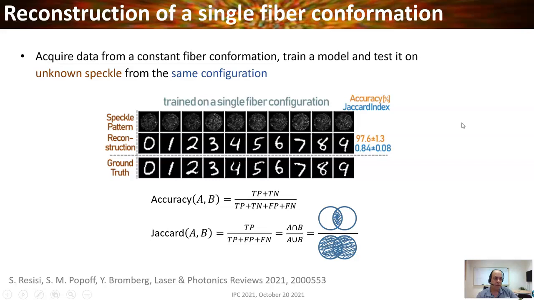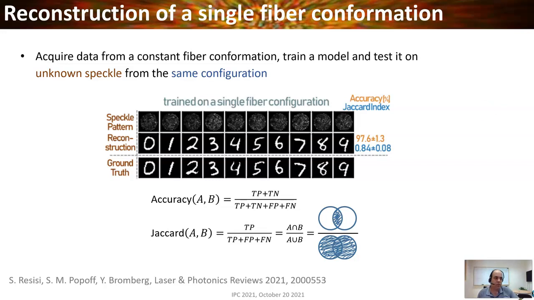We first start by training the network on a single configuration of the fiber. That is, we define a random set of positions of the actuators by setting a random set of voltages to each piezo, and acquire the image pairs only from this configuration. So we have different inputs, different outputs, but the same fiber configuration.